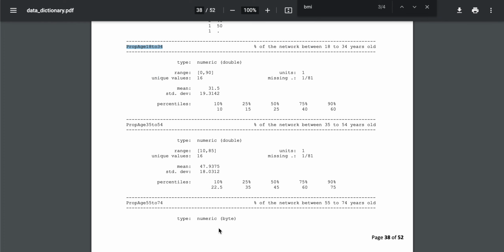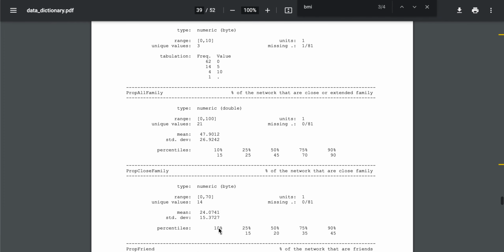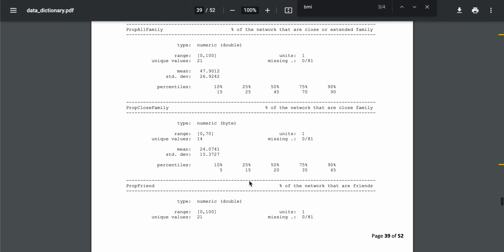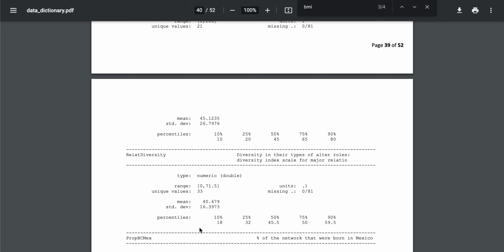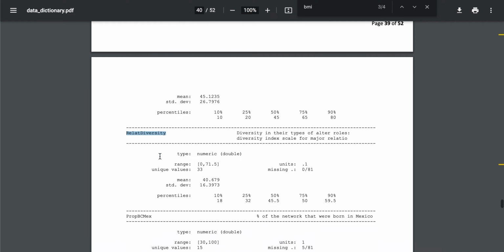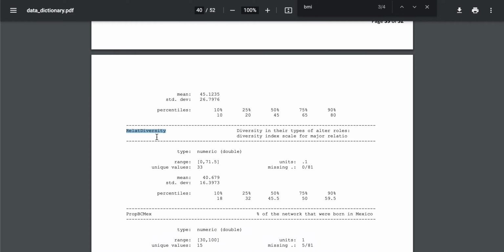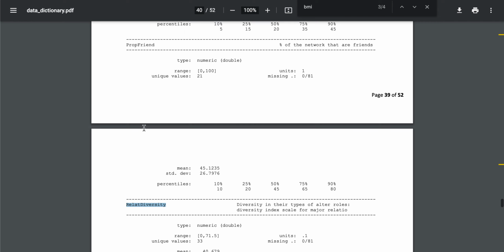So after these we have prop all family, prop close family. Nothing is missing, a mean, standard deviation, so it's a meaningful distribution. Prop all family, prop close family, prop friend, and then we have relative diversity. Okay, these all have very specific meanings, and it's just beyond the scope of this class. But again, this is part of the analysis. You have to read them and understand what they mean.